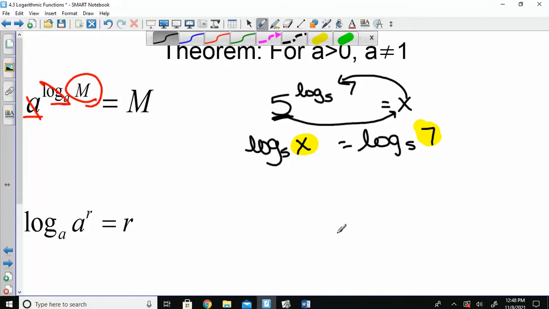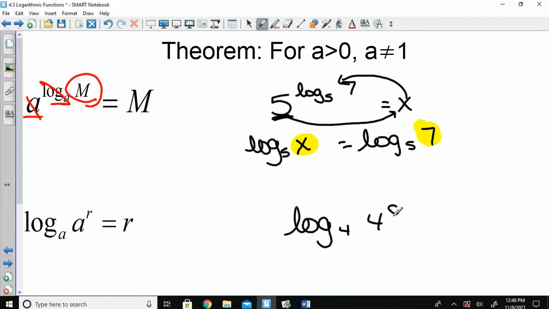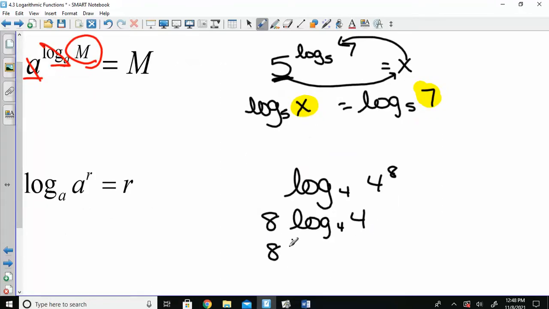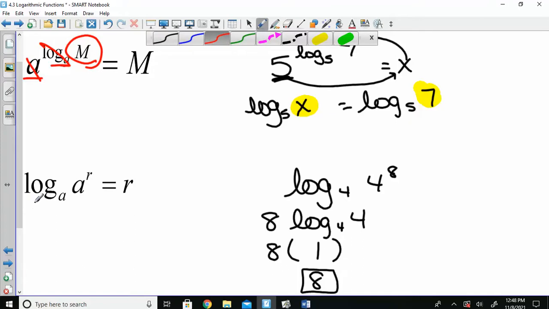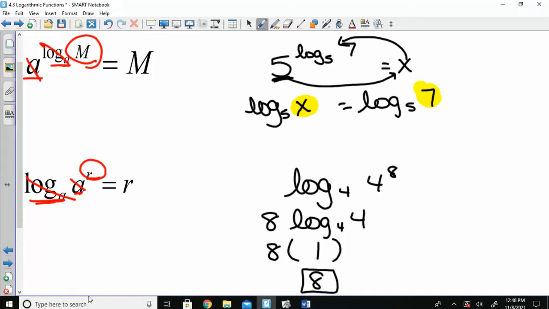So on the second one, a couple ways to think about it again. If I said log base 4 of 4 to the 8th power, the power property says that 8 can come down in front. So that's 8 times log base 4 of 4. 4 to what power equals 4? 1. So that's just 8 times 1, which is 8. Thinking about it as an inverse, we know the log and the exponential are inverses, so if you do both, they'll cancel each other out, and we're just left with that r. So a couple ways to think about that.